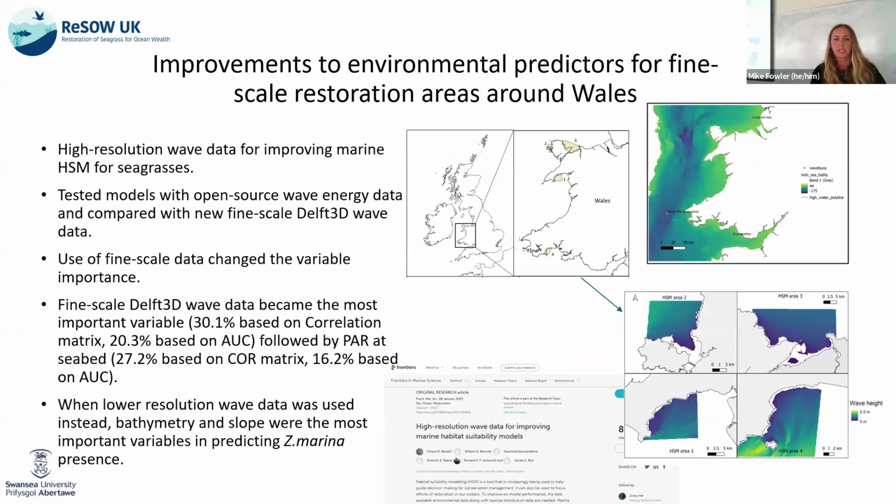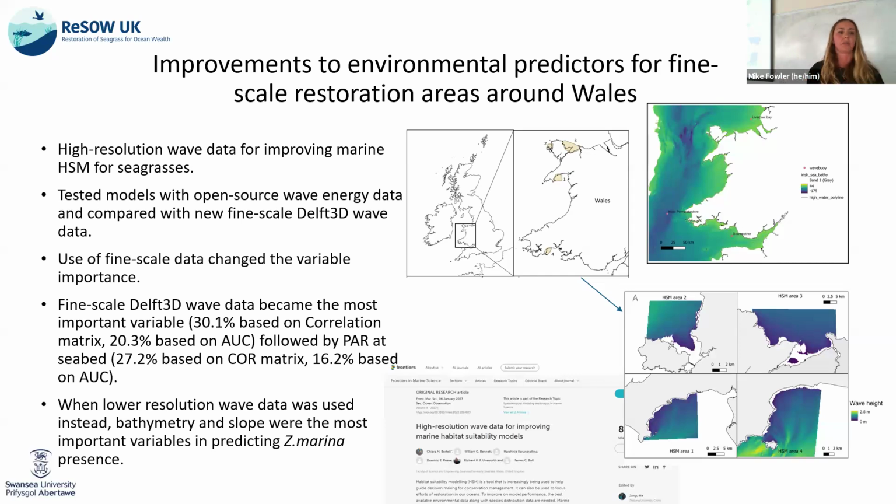So in a previous study, we wanted to drill down and look at smaller sites and smaller areas, and focus habitat suitability modelling to be able to look at where within this small area you would want to plant, say, one side of a bay compared to another. And so we collaborated with our coastal engineering colleagues, and they created some Delft 3D wave models for us to get some really fine scale hydrodynamic data or wave height data, which we inputted into habitat suitability models for these different areas, as you can see in this figure down here.